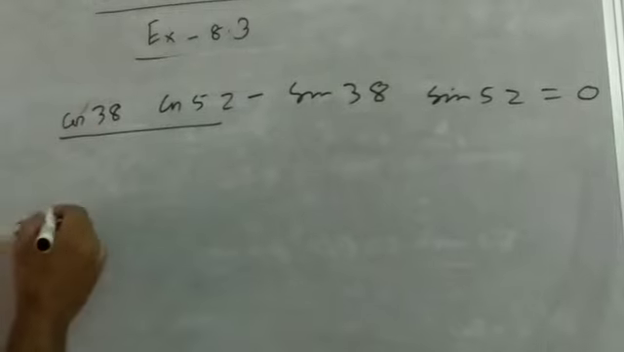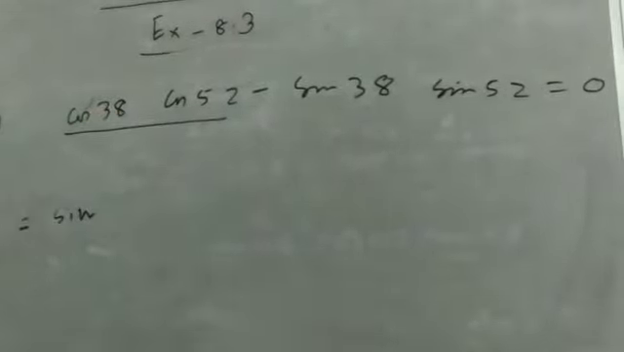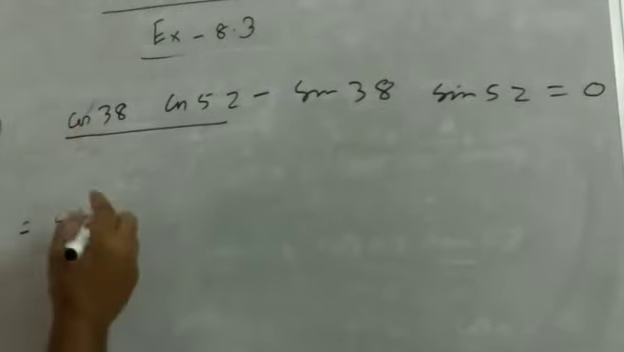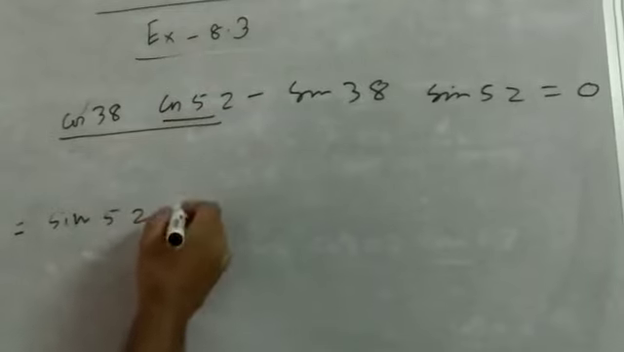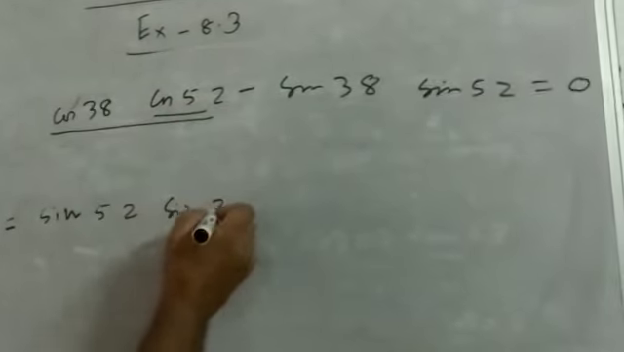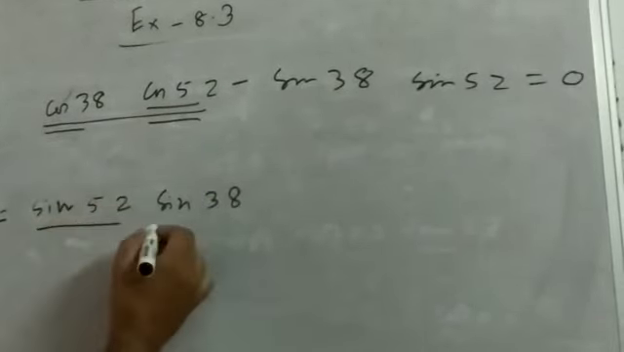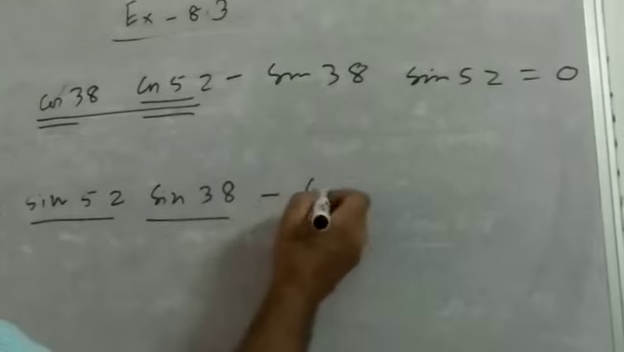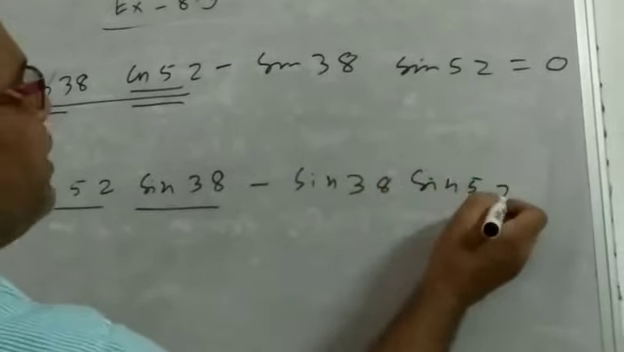Then complement of cos is sin, then complement of 38 is 52. Okay, then this term also complement of cos is sin, and complement of 52 is 38. We have changed this 2 term by complementary angles. Minus, then this 2 term will not change. Sin 38 and sin 52 will be same.